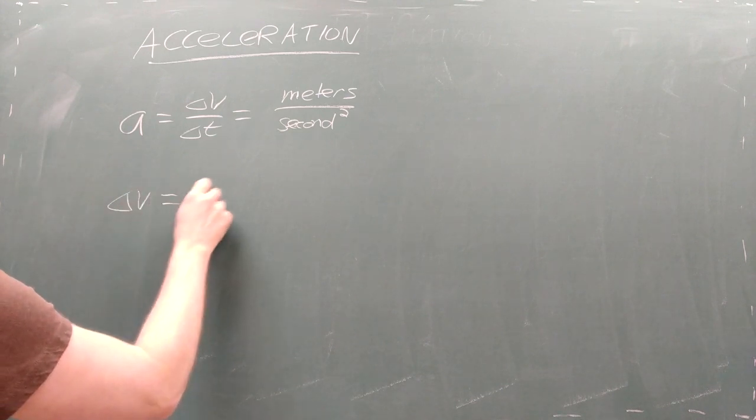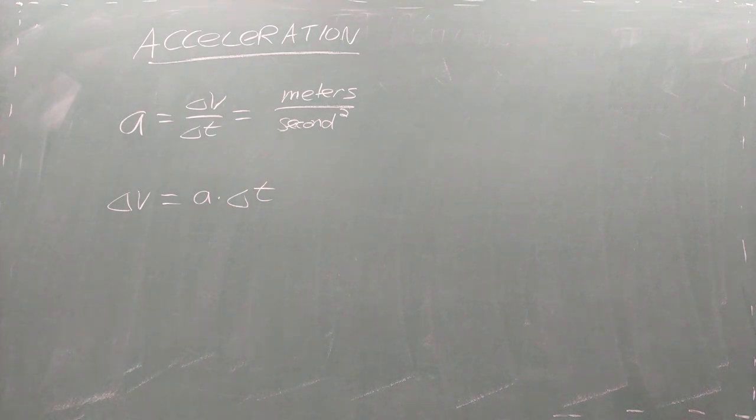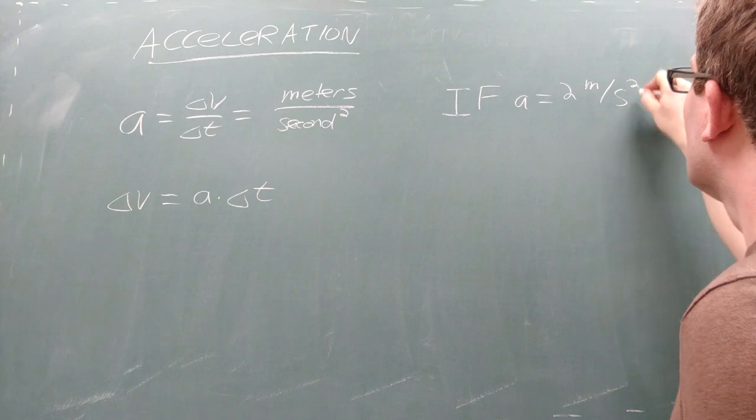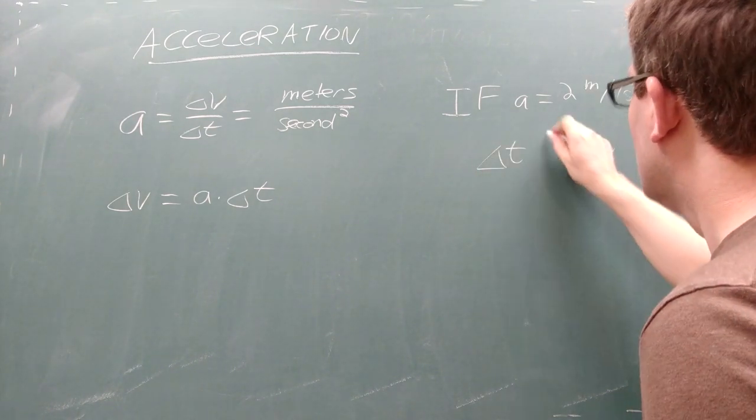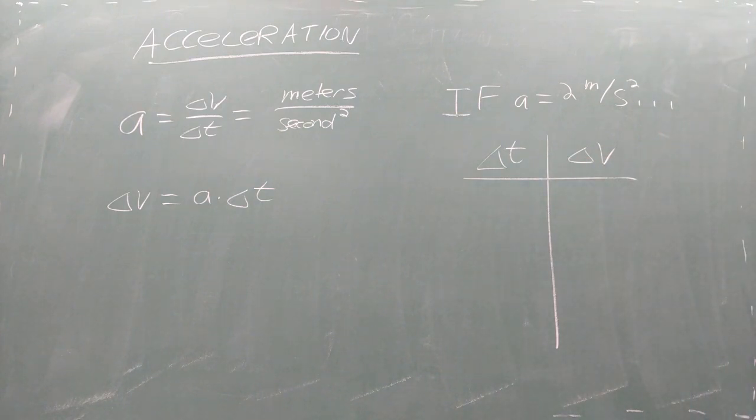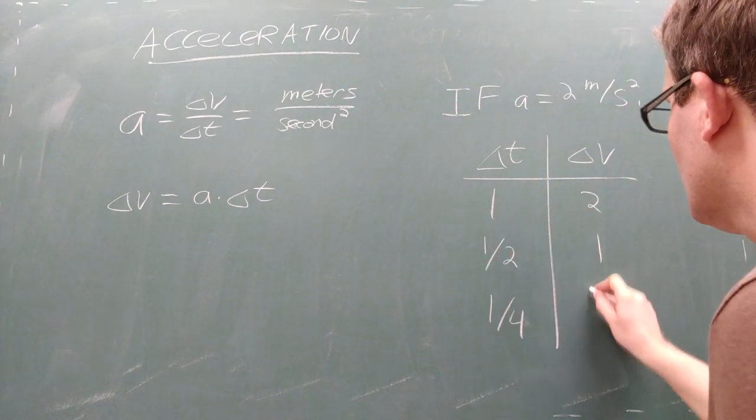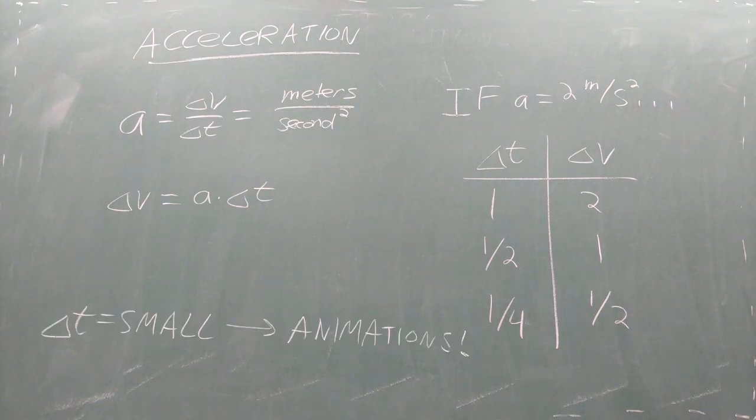The velocity change is equal to the acceleration times the amount of time we're considering. So, if your acceleration is 2 meters per second squared, then every 1 second your velocity is increasing by an additional 2 meters per second. Or every half a second your velocity increases by 1 meter per second. Or every quarter of a second your velocity increases by half a meter per second. Remember, we need to think about small time intervals to create our animation.